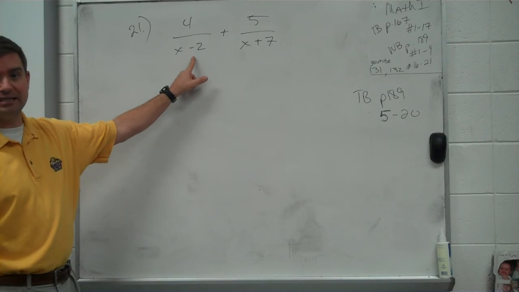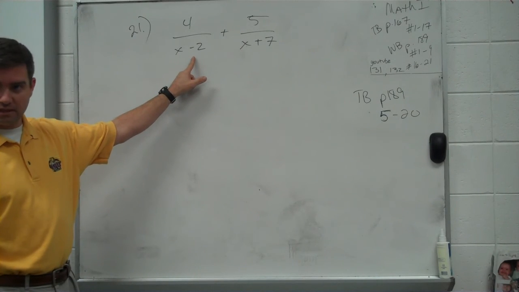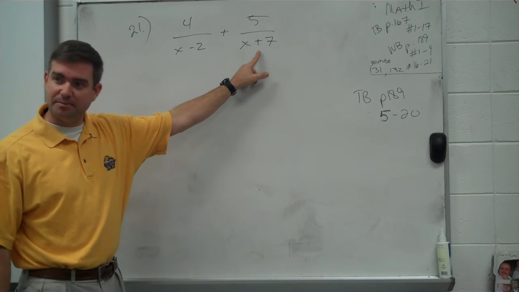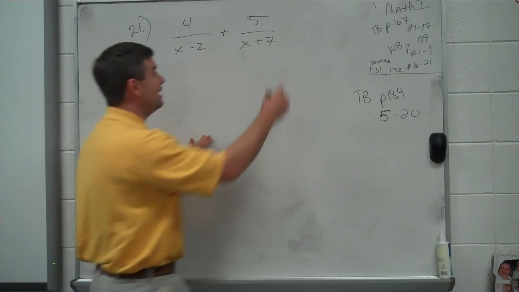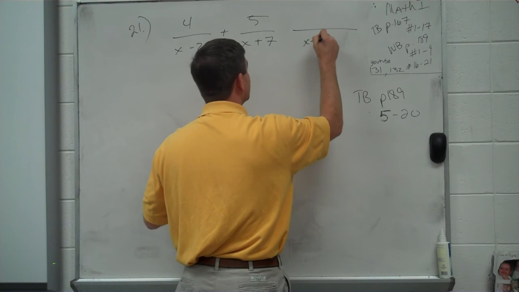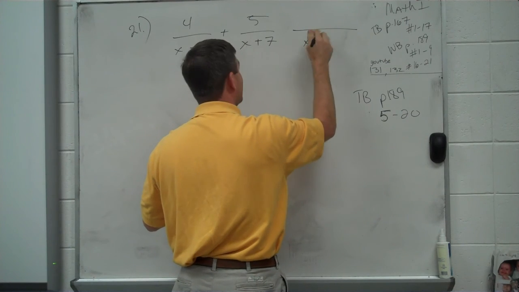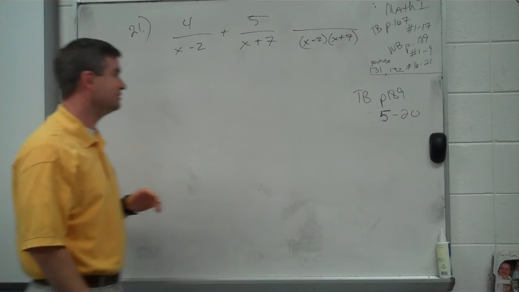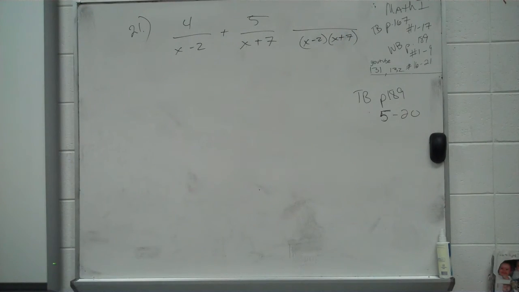So what am I going to have to multiply this one by, top and bottom? X plus 7 over x plus 7. What am I going to have to multiply this one by? X minus 2 over. What's my LCM? X minus 2 times x plus 7. You don't get 14.